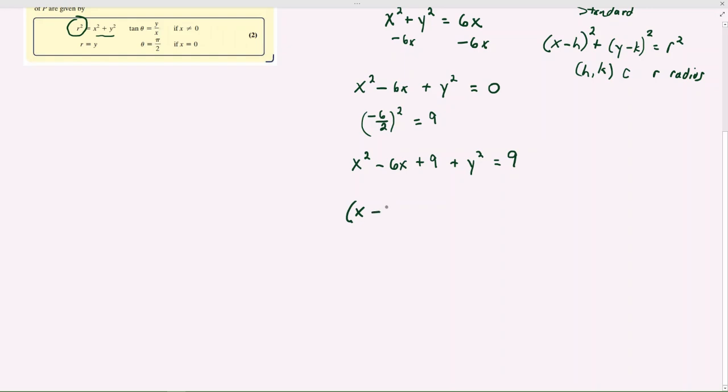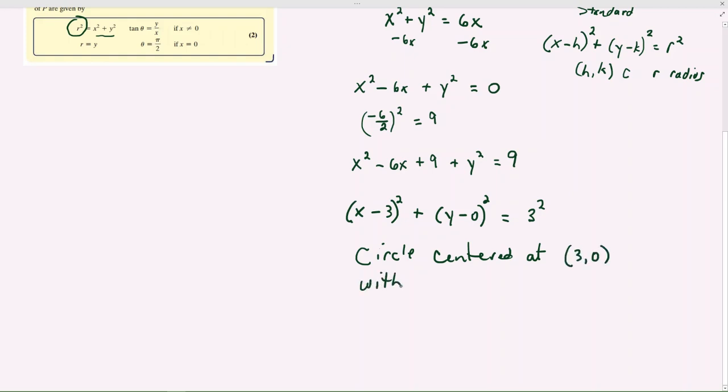Okay, so that's going to give us 6 over 2 is 3, so we created a perfect square of x minus 3 plus, now if we want to think of this as y minus 0 squared, and that equals 3 squared. So we're talking about a circle centered at 3, 0 with a radius of 3.